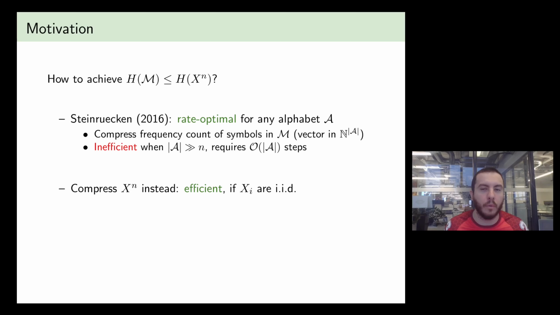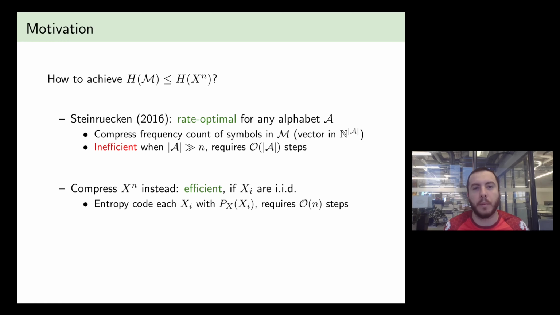Alternatively, what you could do is forget about the multiset problem and just encode the sequence, because the sequence does contain all of the information for you to rebuild the multiset. This is efficient because if the Xi's, the symbols, are IID, then you just need to do a regular entropy coding with the distribution using, for example, arithmetic coding, and that would require roughly one step per symbol, so n steps. But of course, this is suboptimal because you'll reach the entropy of the sequence and not the entropy of the multiset, which is what we want.